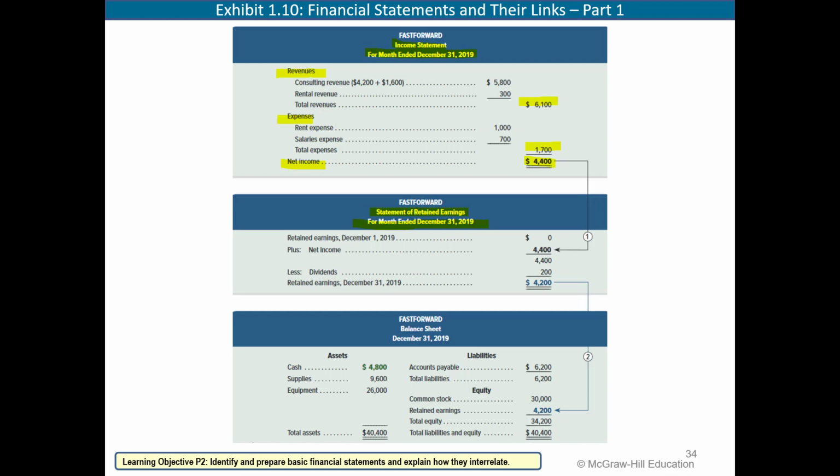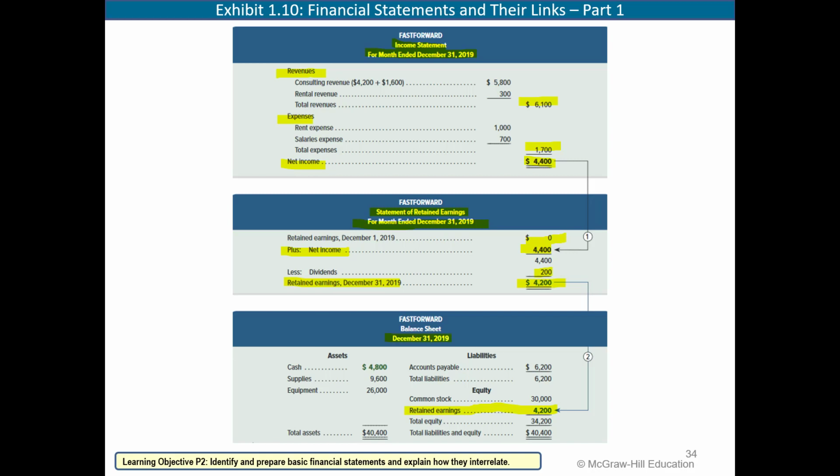Then we prepare the statement of retained earnings. This also covers the period of a month. We began with 0 balance. We added our net income. This is why you have to prepare the income statement before the statement of retained earnings. Then we subtract the dividends, and that gives us our ending retained earnings balance, which is used in the balance sheet. So that comes in here.